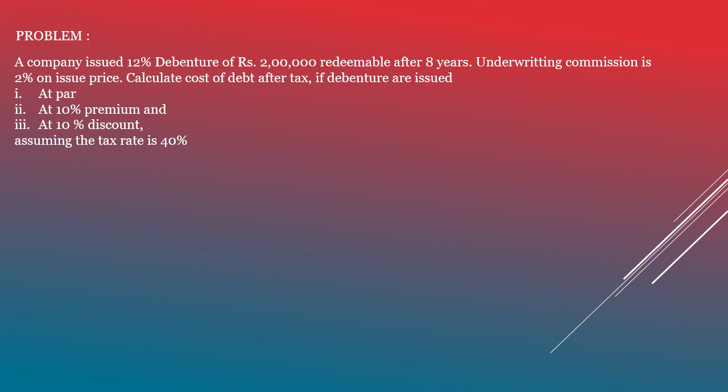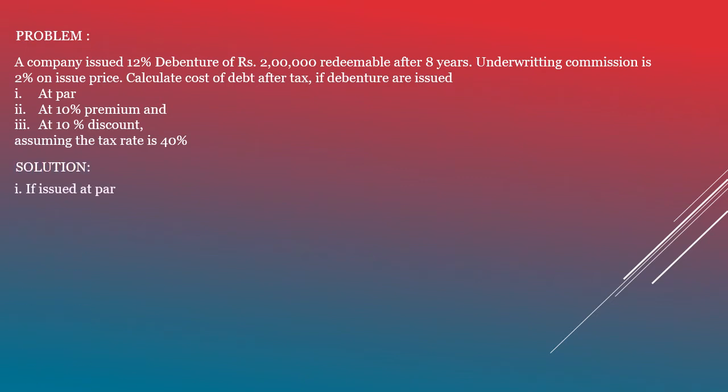Underwriting commission is 2% on issue price. So underwriting commission is a part of flotation cost. Next, there are different situations given. The first one is at par, at 10% premium and 10% discount. Assuming tax rate is 40%. Now I will start the solution.